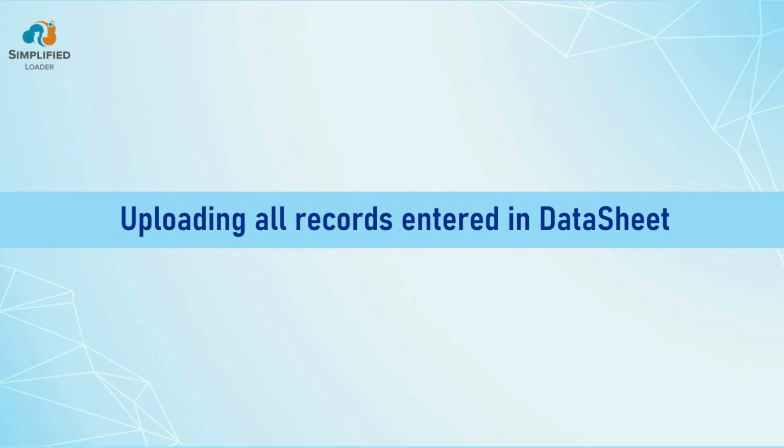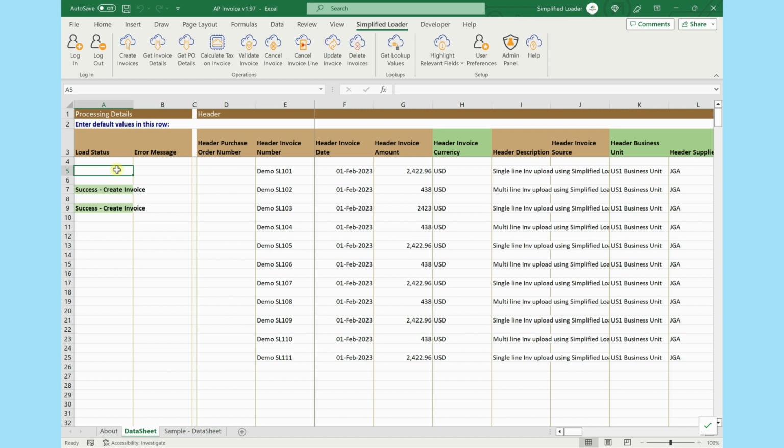Uploading all records entered in datasheet. To upload all records entered in the datasheet to Oracle Fusion, click the operation Create Invoices in the Simplified Loader toolbar without selecting rows. When an operation is performed without selecting Excel rows, the user receives a warning message to confirm if they wish to process all records entered in the datasheet.